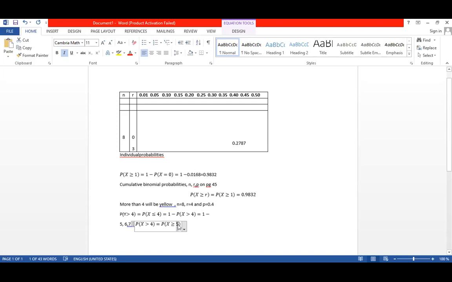We added 1. Good. So when it is greater than, in order to create the cumulative binomial probability, we simply now add 1. So we can now read this value from the logbook. What is the probability of x being greater or equal to 5 from the logbook when n is that and p is that? Now remember, R has changed. Our R has changed to 5, p is 0.4, and n is 8. From the logbook, what do we get?